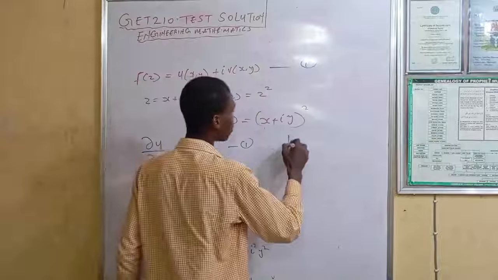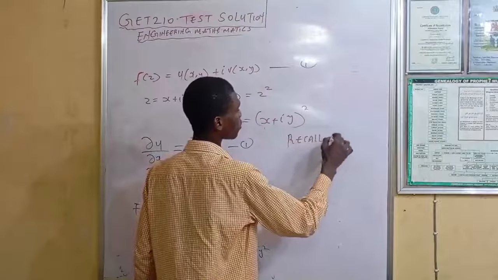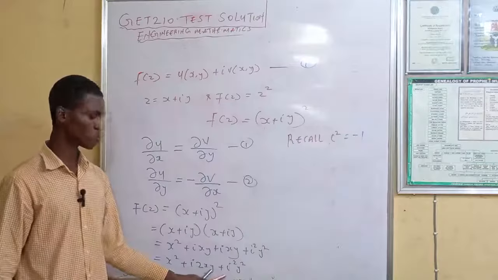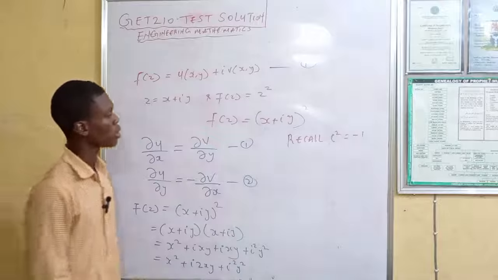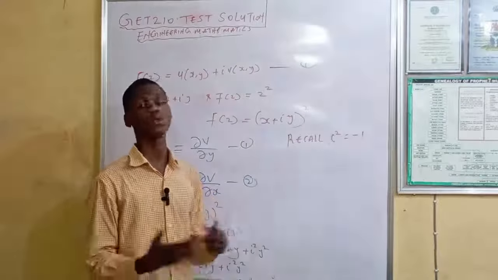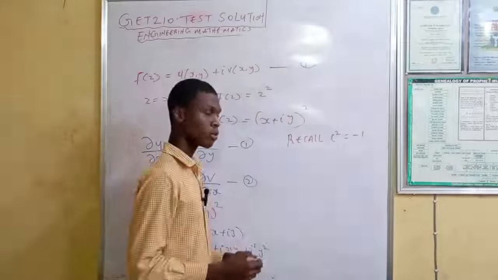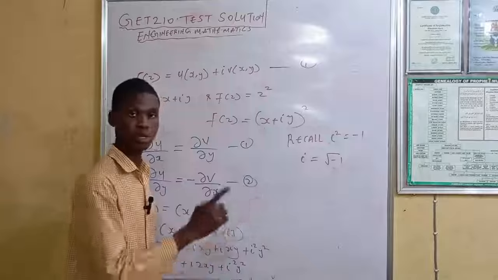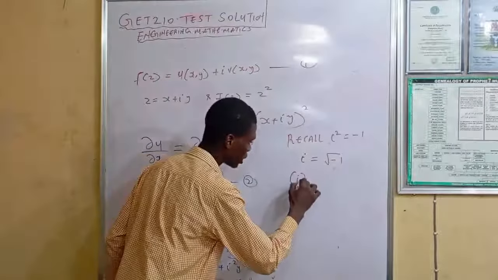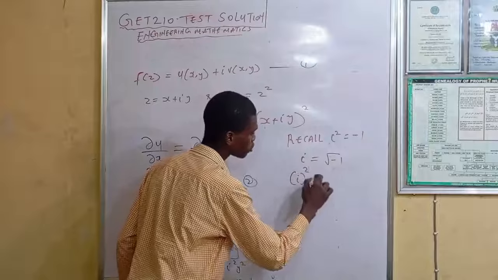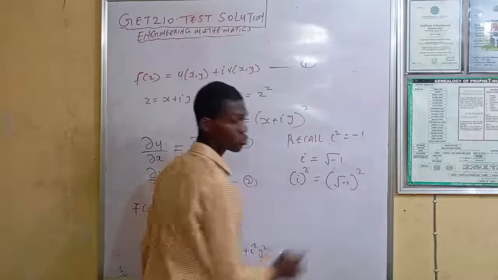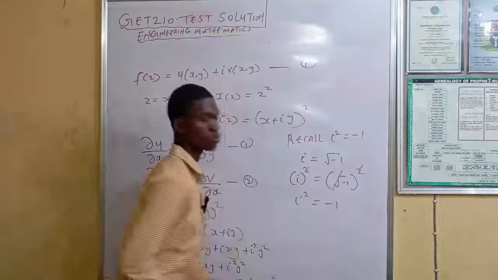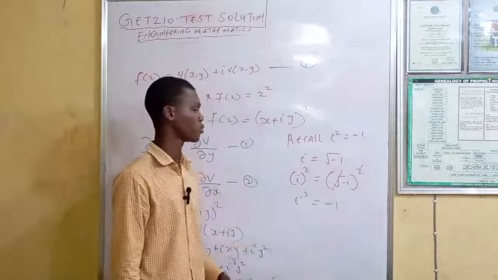Minus 1. Recall, from complex numbers, i squared is what? Minus 1. So anywhere I see i squared, I'm going to substitute minus 1 here. Why am I saying i squared is minus 1? From complex numbers, I know that i is equal to the square root of minus 1. If we square both sides, you are saying that i raised to the power of 2 is equal to the square root of minus 1 raised to the power of 2. The square root cancels the square, then you have i squared is equal to minus 1. So that's where the idea is coming from.